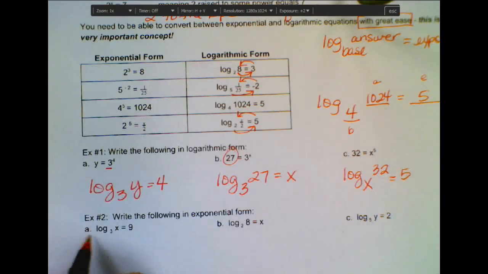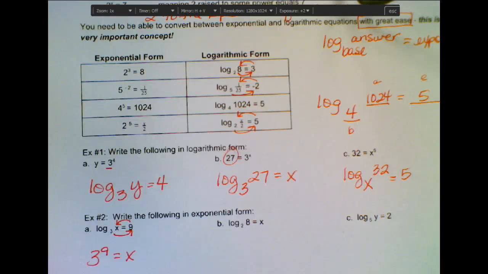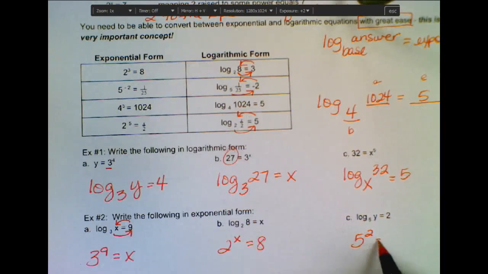Okay, now let's convert back from logarithmic form, log form, back to exponential form. So I'll help you with A, and then you'll do B and C independently and come back and check your answers. So it's the base to the exponent gives you your answer. So in this case, it would be 3 to the 9th power equals x. Go ahead and try to rewrite B and C, and then come back and check your answers. Hit pause now, please. Okay, so now you should have written your equations in exponential form, not in logarithmic form. So this should have been 2 to the x equals 8, and C would be 5 to the 2nd power equals y.